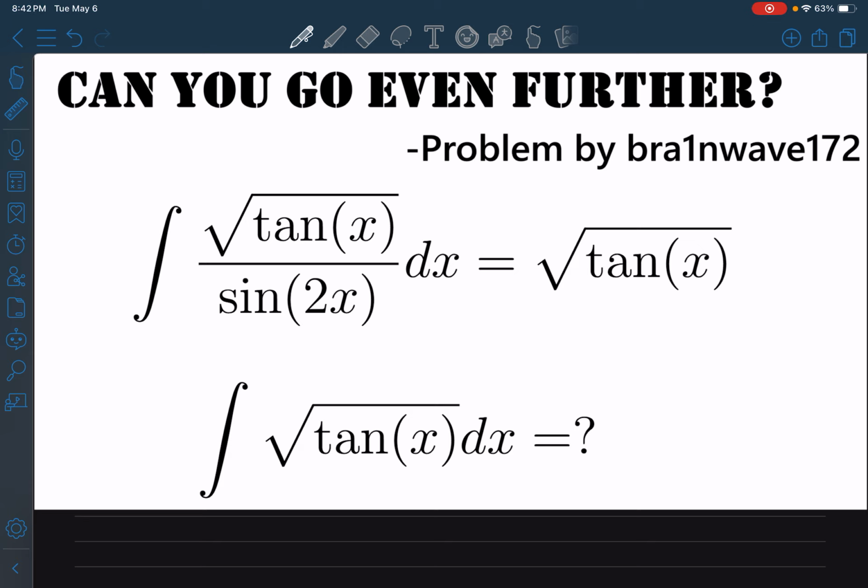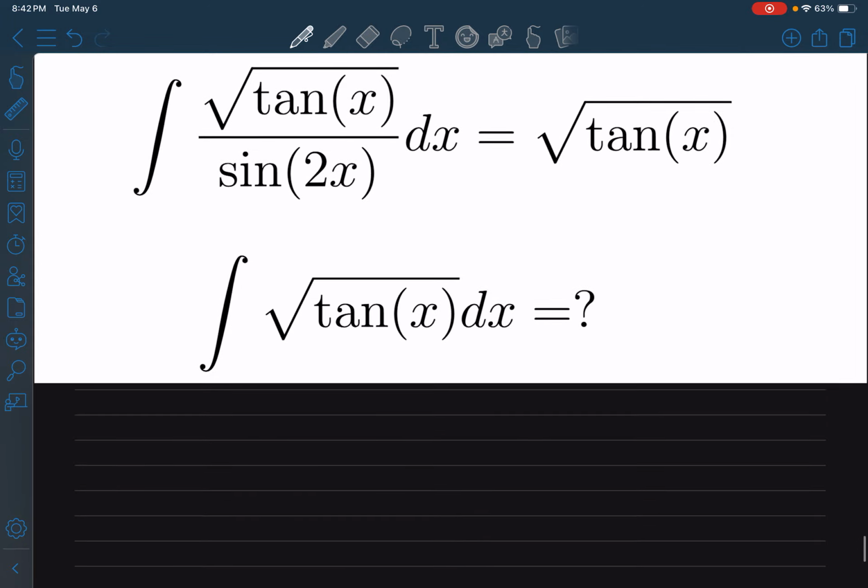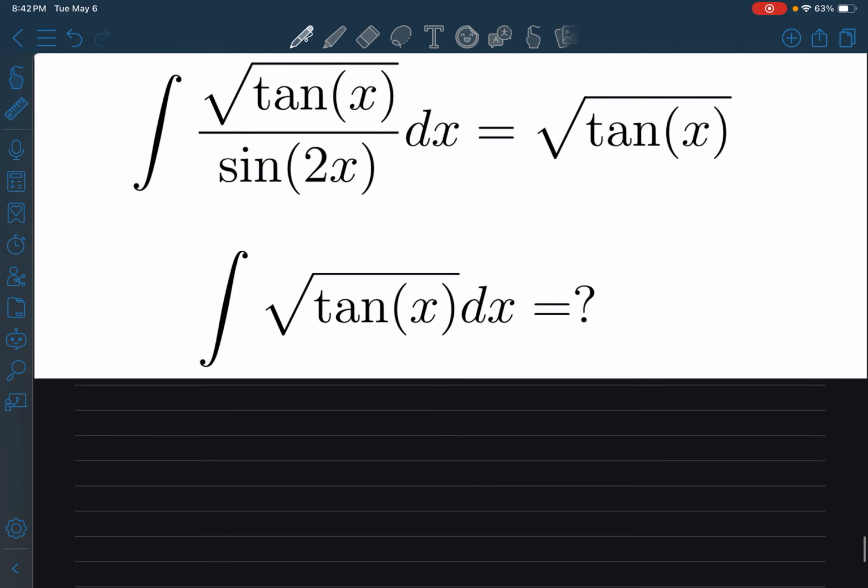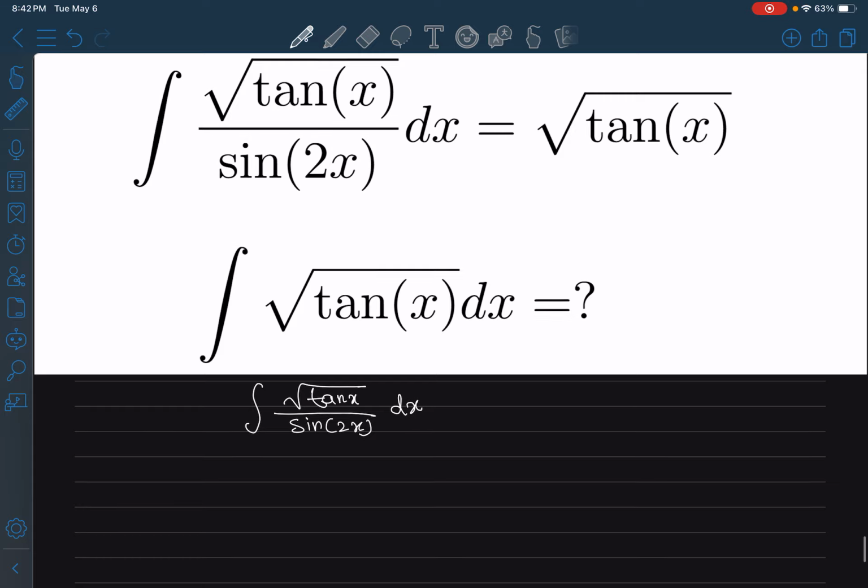Also, I think it's interesting to prove the first integral as well, right? Because that also looks pretty cool. And after that, we'll go to the second integral: the square root of tan x divided by sine 2x dx. So you can guess from the answer what sort of u substitution you should make, right?